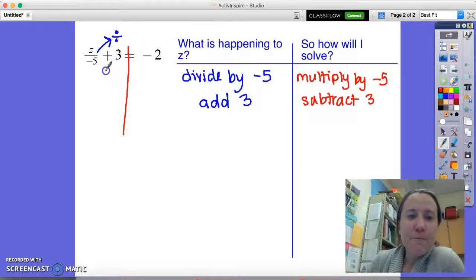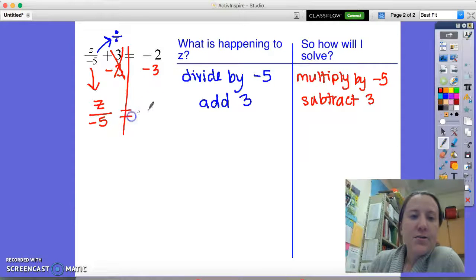So the first thing, because we remember we start by undoing addition or subtraction, is we're going to subtract 3 from each side. So now I'm left with z divided by -5. This 3 minus 3 would be 0, is equal to -2 minus 3 is -5. Let me change colors. The second step that I wrote down is that I want to multiply by -5.